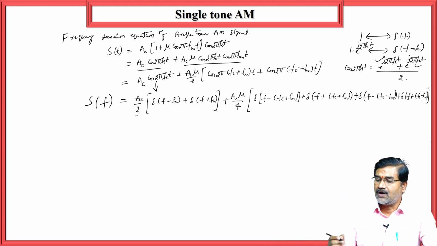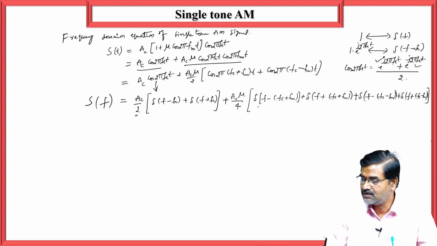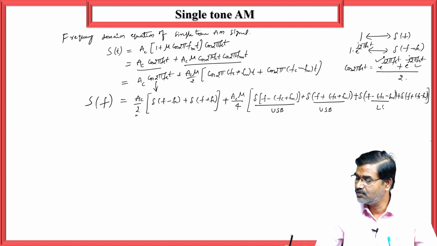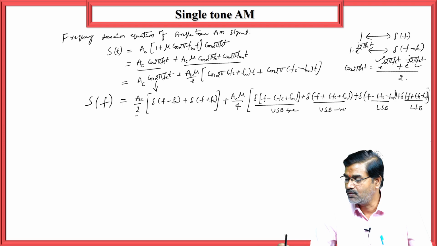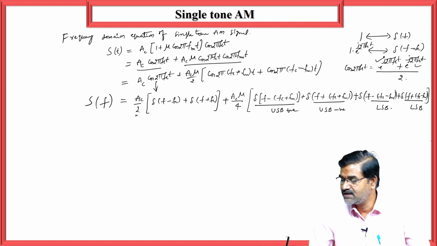Okay, so now this is your upper side band, this is also the upper side band, this is the lower side band component. Of course, this is the upper side band positive component, this is upper side band negative component, this is lower side band positive component, this is lower side band negative component.